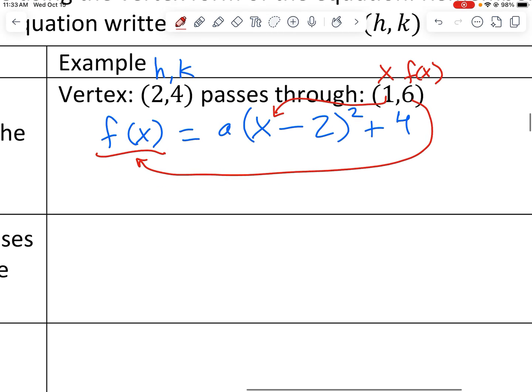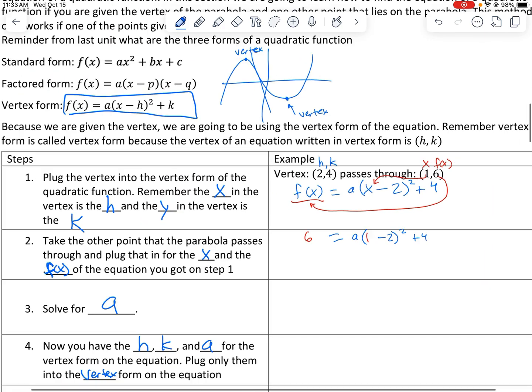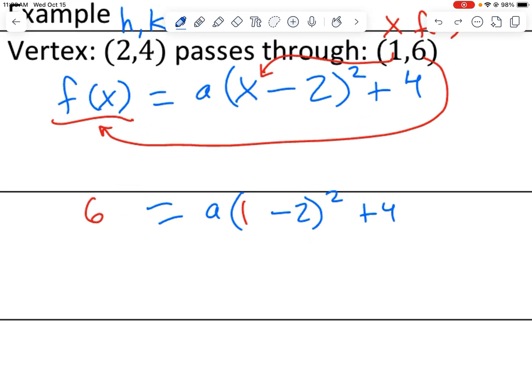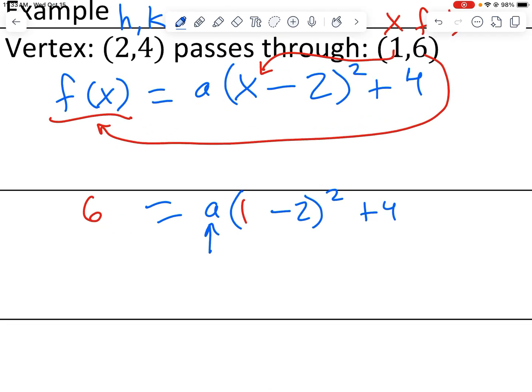So when I put those numbers in, I got 6, and then 1, and then everything else is still the same. We got a parenthesis minus 2 squared plus 4. So those are the new things that we've inserted there. Well, the next thing we need to do is solve for a. A is this thing. The reason we even have to plug a point in is because we don't know what a is, and so we have to do a little bit of solving. Well, luckily this isn't too bad. You can do 1 minus 2 and square that.